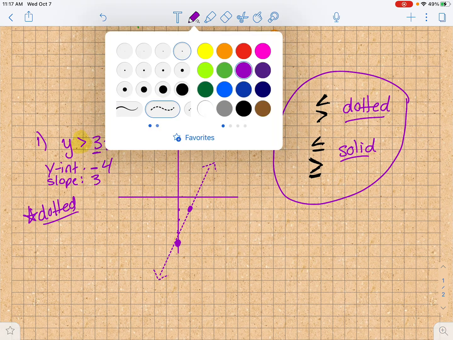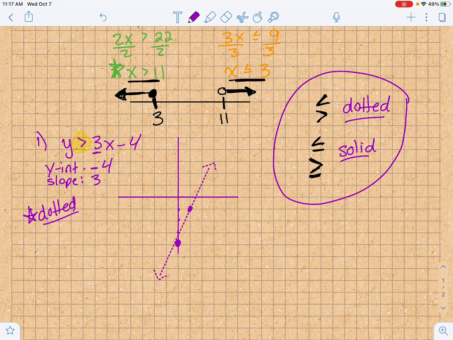Now, how in the world do we shade? A lot of people will mess up if you just go strictly from the symbol. So what I do is I pick a point that's not on the line. Any point that's not on the line. The easiest one is 0, 0. But sometimes the graph goes through that point. So you can pick any XY point that's not on the line, and we're going to come over here and write it. And we're going to test it out.